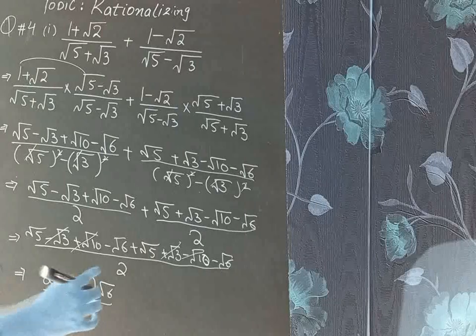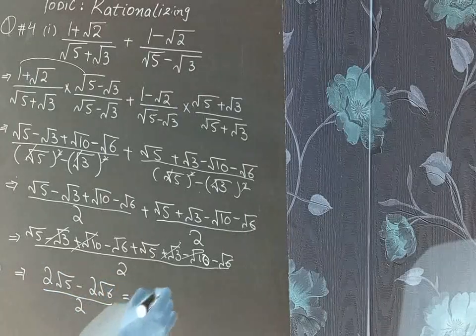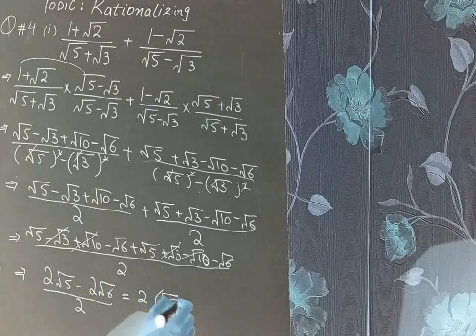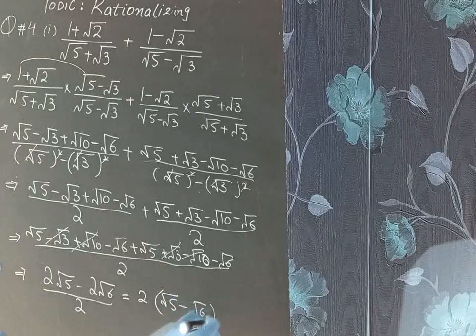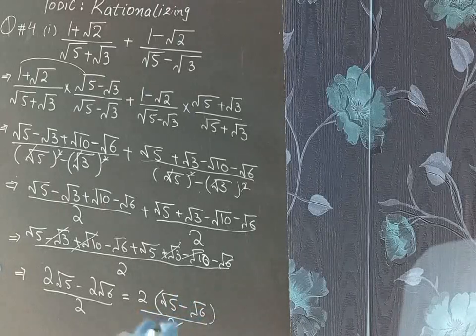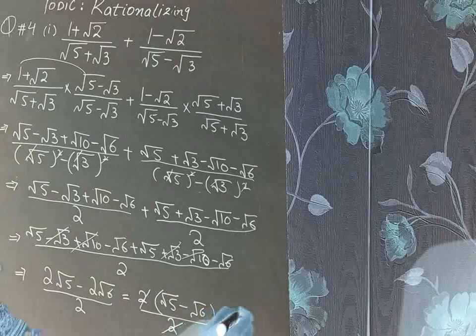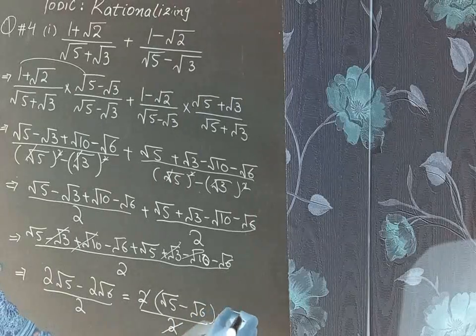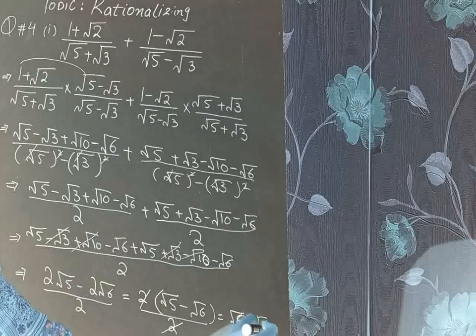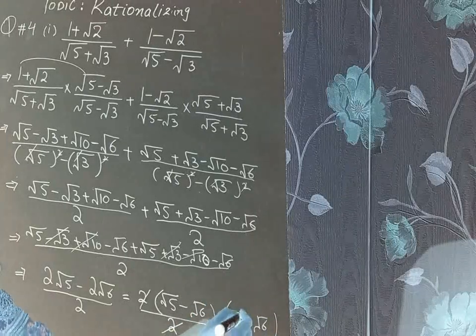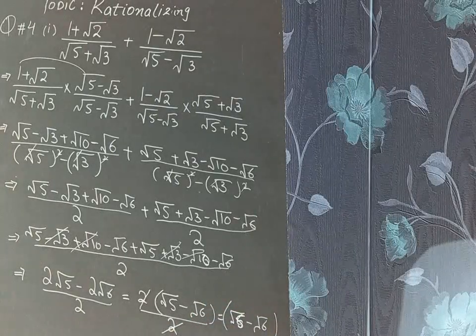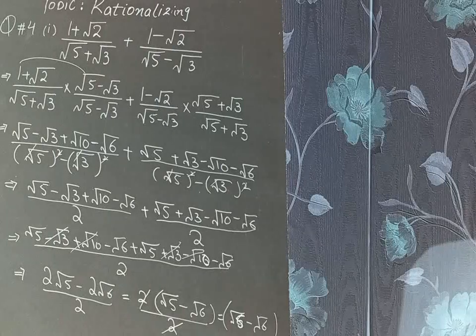You can see from both the terms what is common here, that is 2. Inside what is left? √5 minus √6 over 2. This is cancelled. So our answer is √5 minus √6. This is the rationalized form of this given expression.